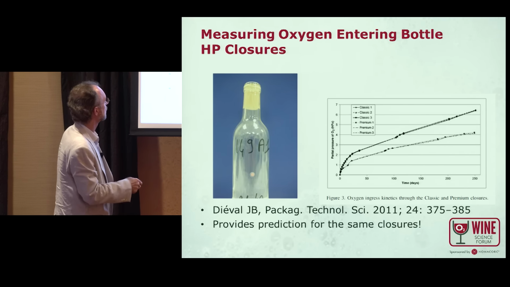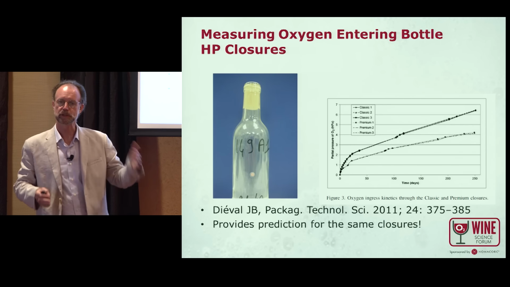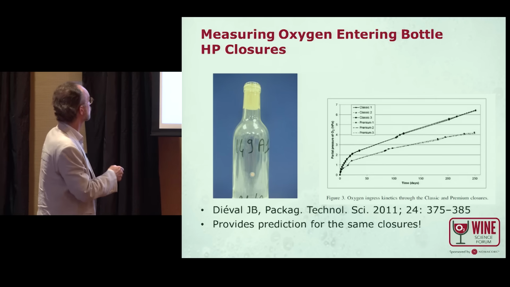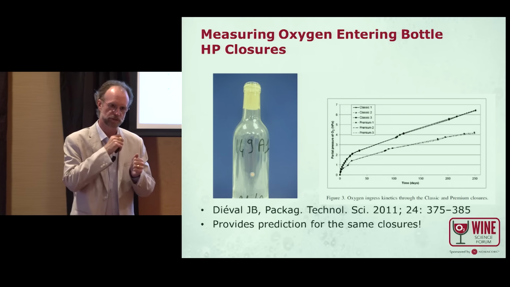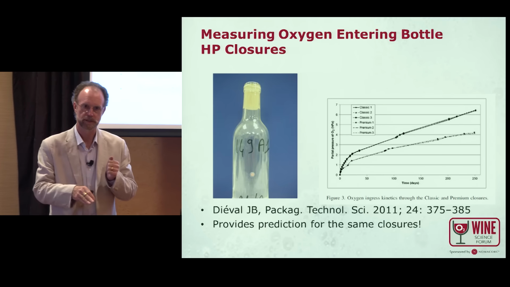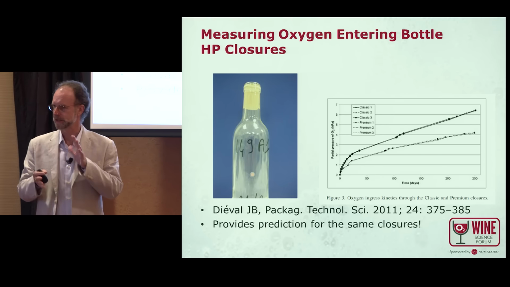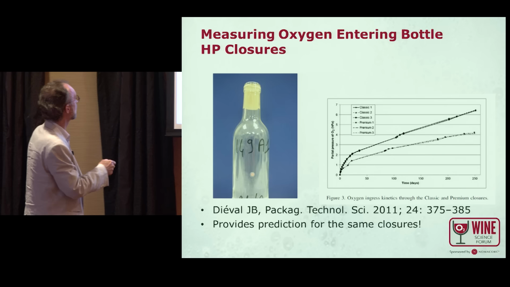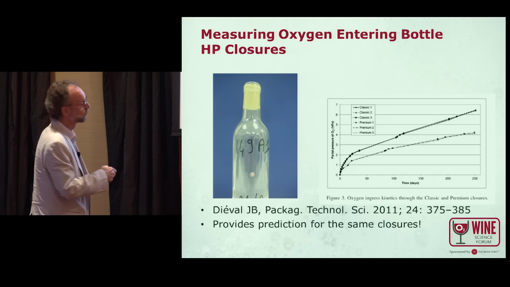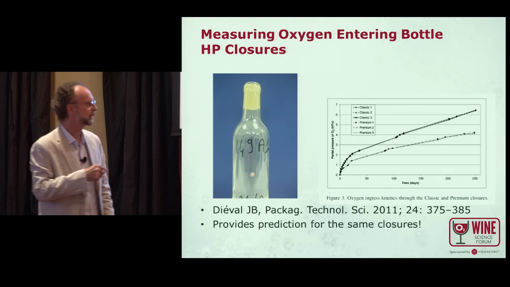So we have the oxygen here. You can see in the first few days, oxygen level rapidly increases. That's because the closure itself has been compressed, and the oxygen in the closure is going into the bottle. And then at some point, that ends. What you have is the steady state amount of oxygen permeating. Is it permeating or diffusing?